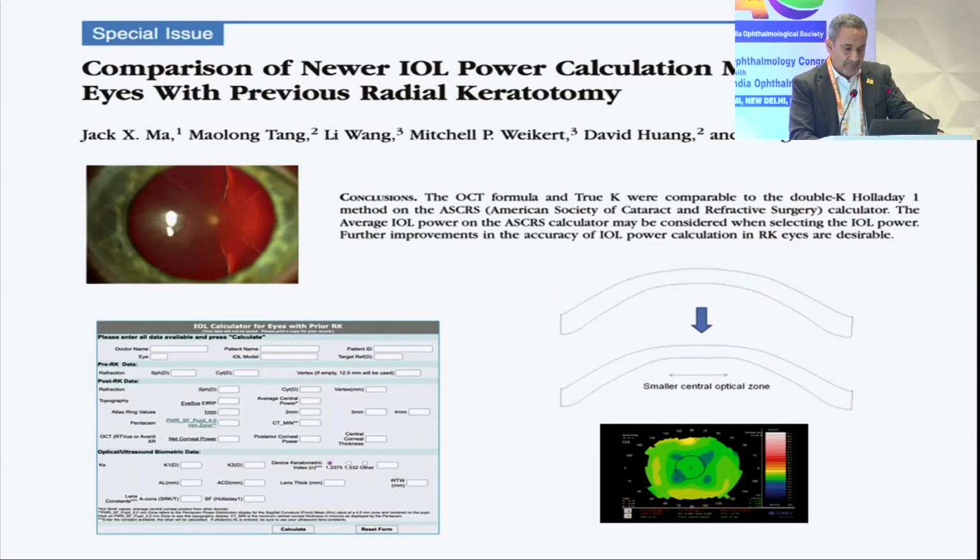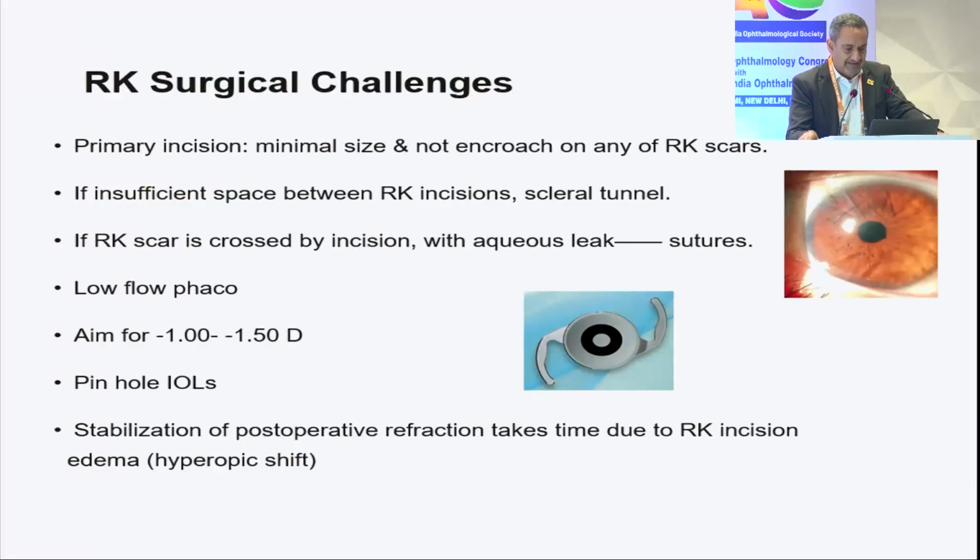For radial keratotomy, it's not that popular now, but for the surgical technique, you have to go with a minimal size incision and not encroach on the RK incisions in between. If you have 16 incisions, you don't have a way to go through outside the incisions. If you have insufficient space, you can use a clear corneal tunnel. And if the RK incisions are crossed, you can make 2 horizontal sutures with low flow phaco, and you have to aim for slight myopia because these patients have a hyperopic shift postoperatively. Sometimes the IC-8 or pinhole IOLs may be used in these cases.